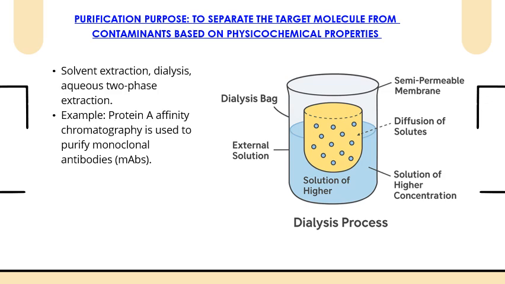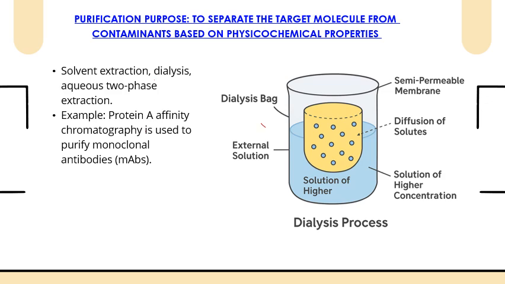The following one that we have is the purification purpose, to separate the target molecule from contaminants based on physicochemical properties. We have solid extraction, we have dialysis, aqueous two-phase extraction, and an example is protein A affinity chromatography used to purify monoclonal antibodies, MABs.